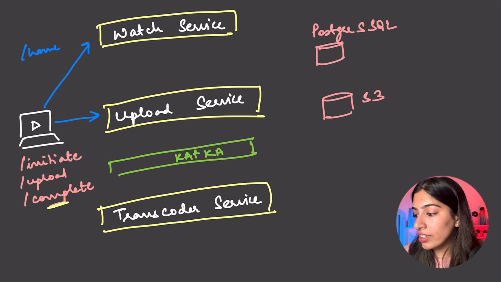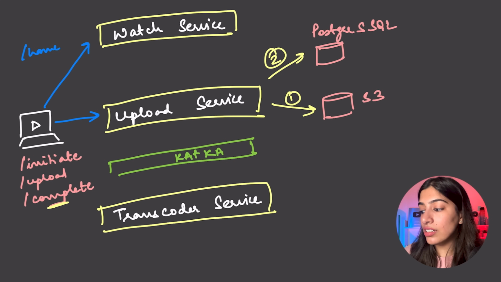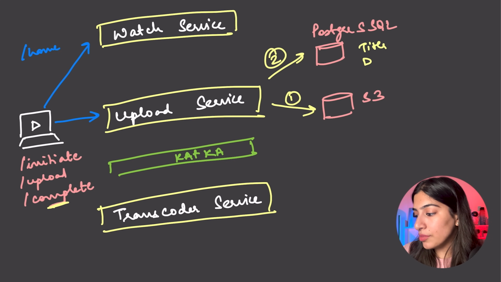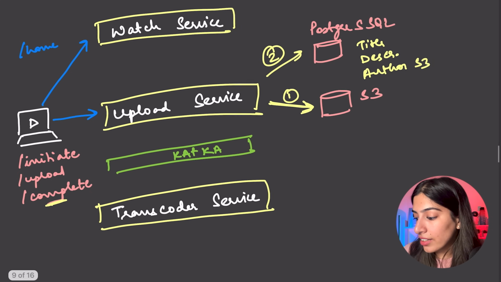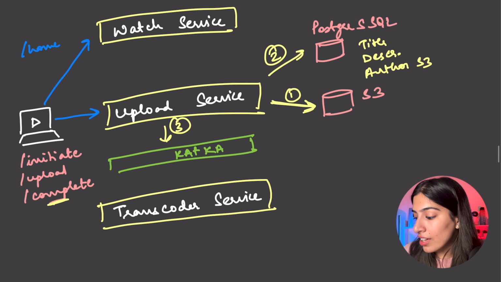One was that it added the original file to S3. Second thing that it did was it added the metadata to PostgreSQL, basically title, description, and author, and the URL, the S3 URL. Because it had already uploaded to S3, it has the S3 URL. And the third thing that it did was that it added to Kafka and the transcoder service consumed from the Kafka.